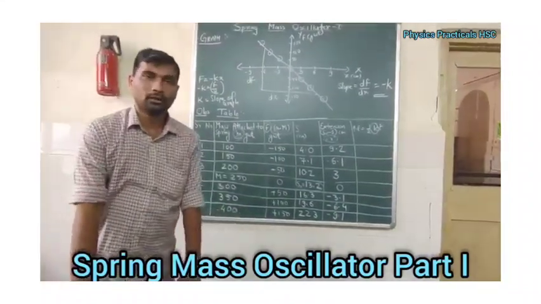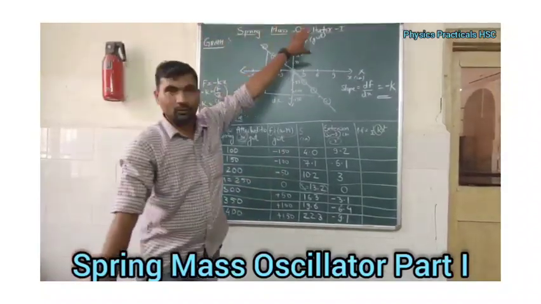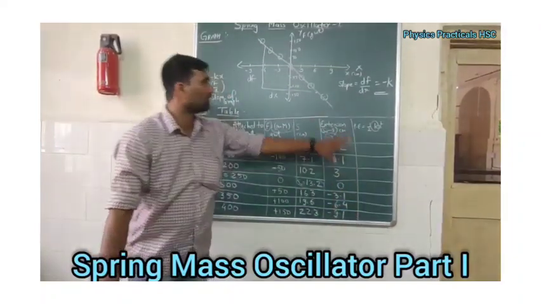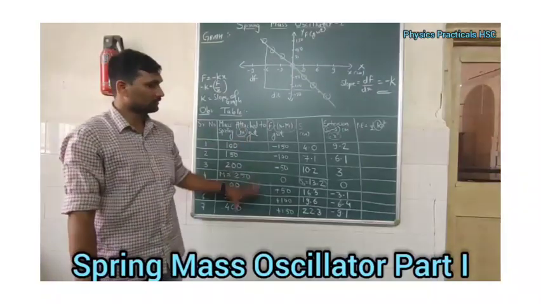Okay, this much only is there in the experiment spring mass oscillator 1. So you have got the extension part, you have got the potential energy, you have got the k value by using the graph method. Okay, this much is only there.